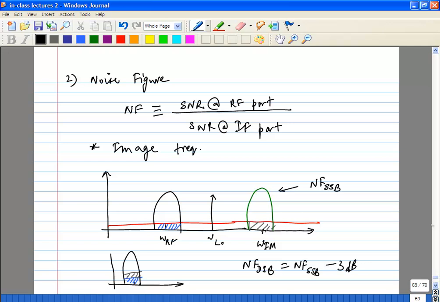Now consider the single sideband case. You have the signal only on one side, but you have noise on both sides. Image band noise will still come through. That is the input noise. No noise from the mixer.